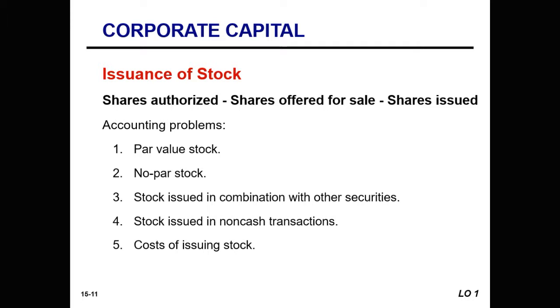Sometimes you'll have stock that is attached to another type of security, making this like a combination purchase. Stock could be issued in a non-cash transaction, meaning that perhaps you issue X amount of shares of stock to the lawyer for defense on case A. And then there are some general costs that are associated with the actual issuance of stock that a company must bear.